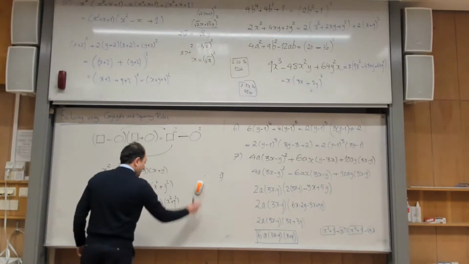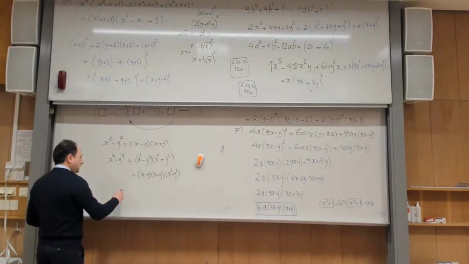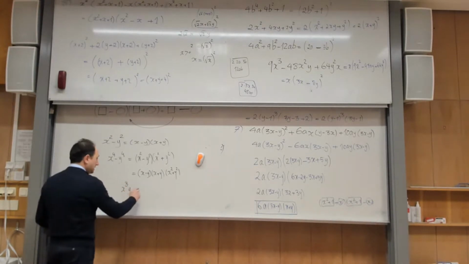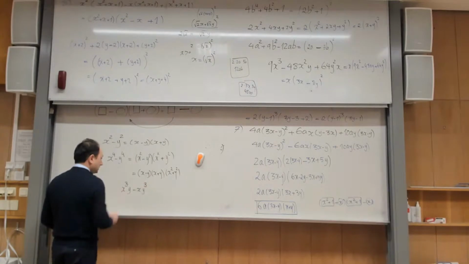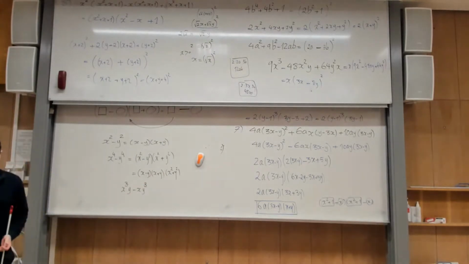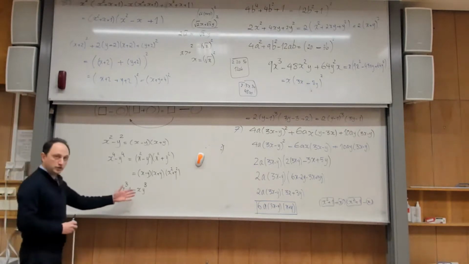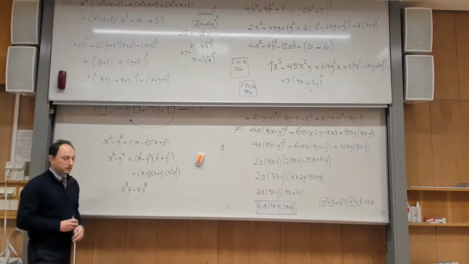What about this one, by the way? X to the power of 3, y, minus x, y3. Can you factorize this? Is it conjugate pattern in this form? No. But I told you, which method has the priority? If you can pull something out first, do it and then think about the rest.